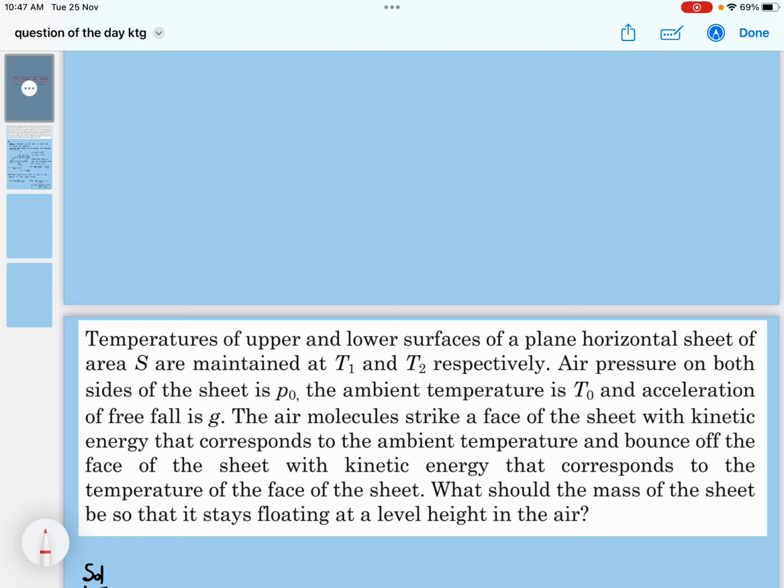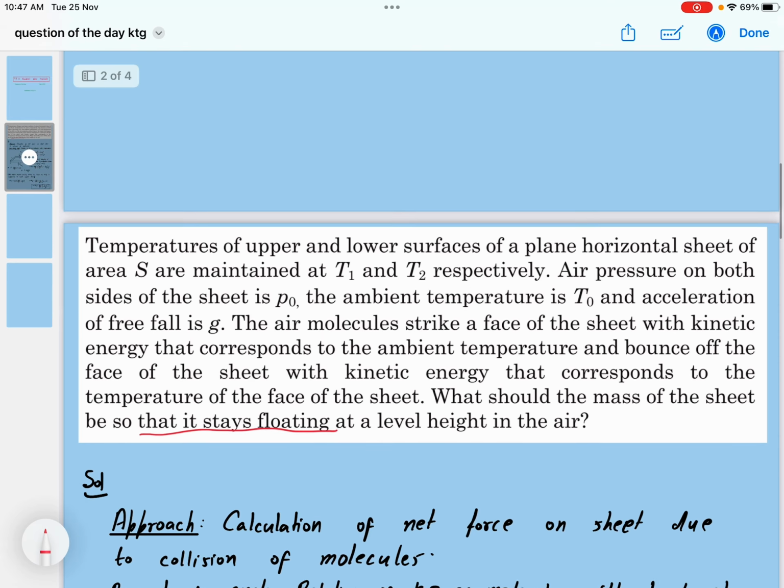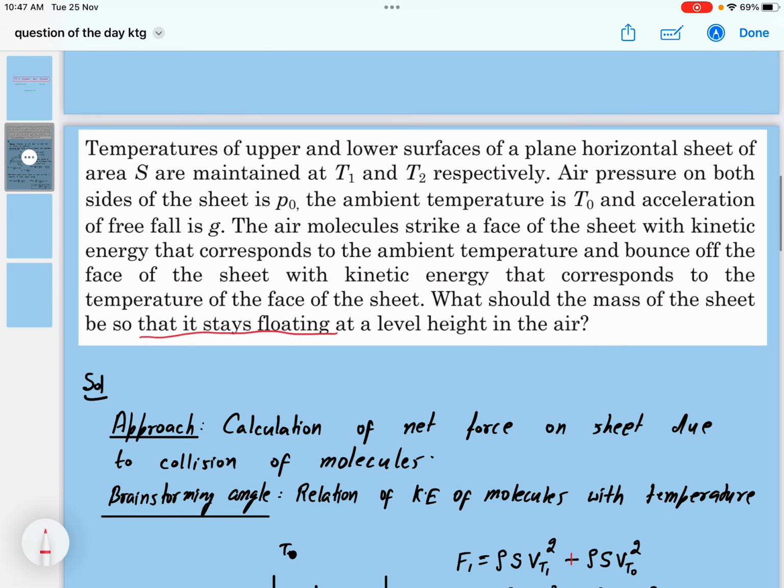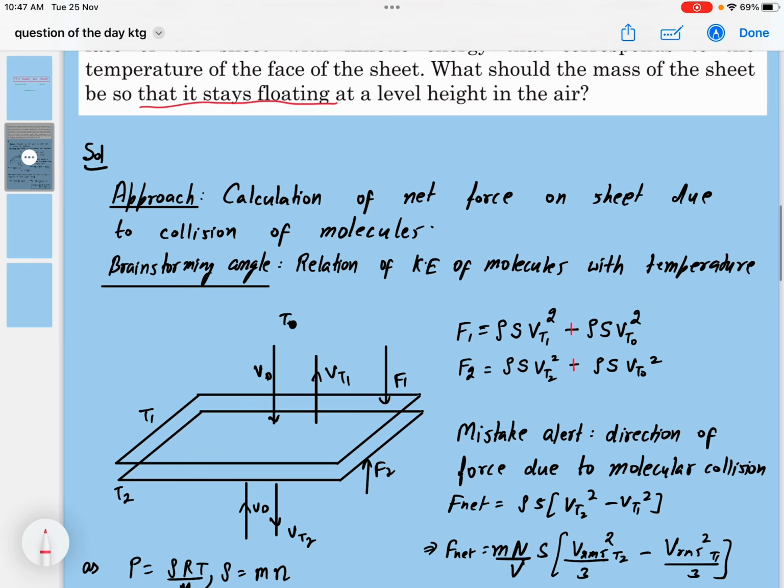First of all, they are asking for the mass of the sheet so that it stays floating. The idea that comes to our mind is that we have to do some kind of force balance. So the approach has to be that we need to find the net force on the sheet. The net force on the sheet is required.